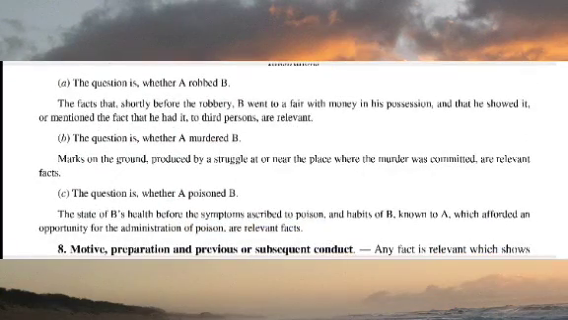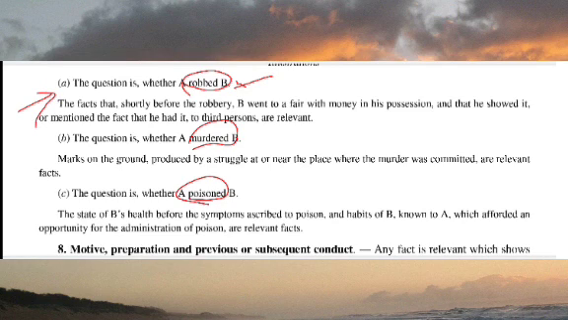So there are 3 illustrations. The first illustration is about robbery, the second illustration is relating to murder, and the third illustration is relating to poison. The fact that shortly before the robbery B went to a fair with money in his possession, and he showed it or mentioned the fact that he had it to third persons, is relevant. In murder, marks on the ground, that is the effect. Okay, so occasion, cause and effect.